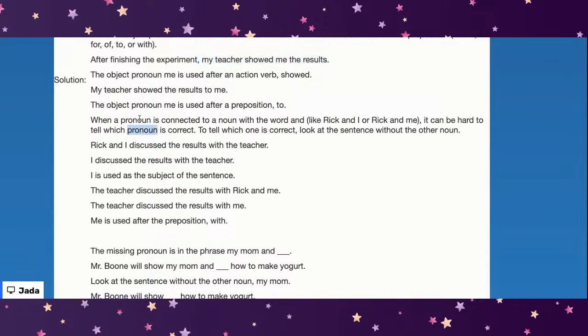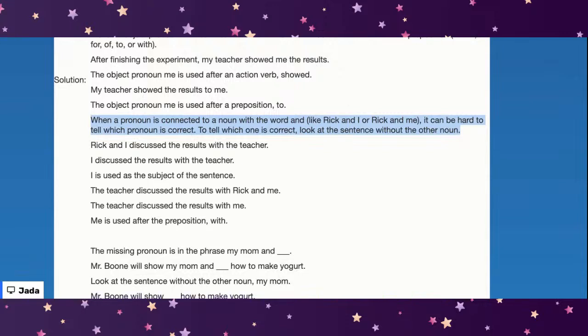When a pronoun is connected to a noun with the word and, for example, Rick and I or Rick and me, it can be hard to tell which pronoun is correct. So to tell which one is correct, look at the sentence without the other noun. If you want to figure out the right pronoun, you have to look at the sentence without the other noun.